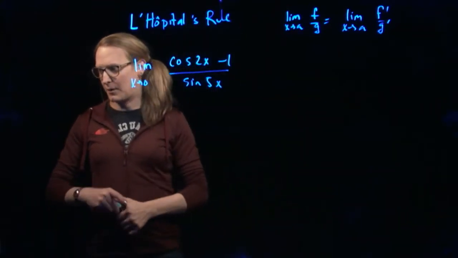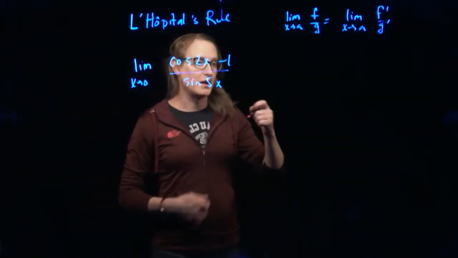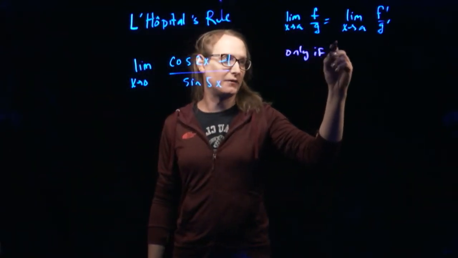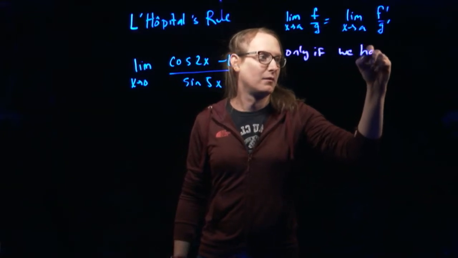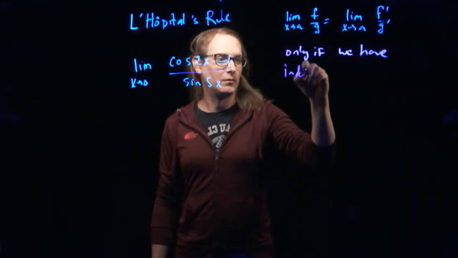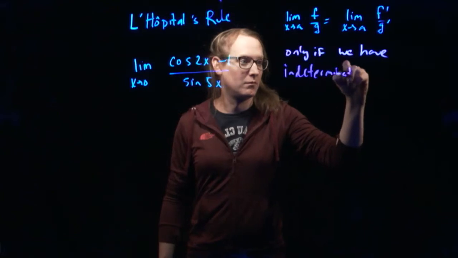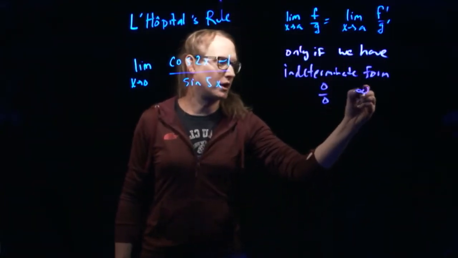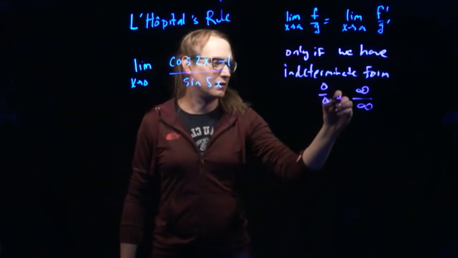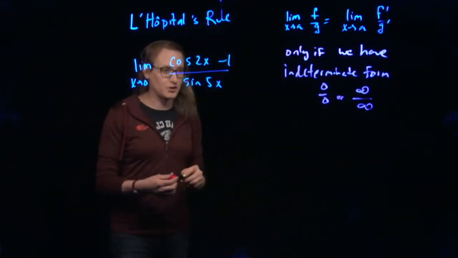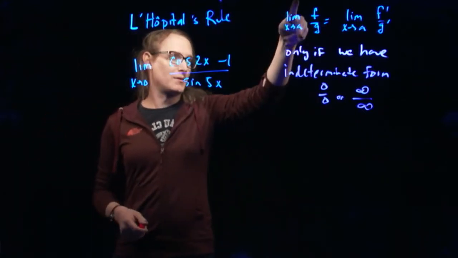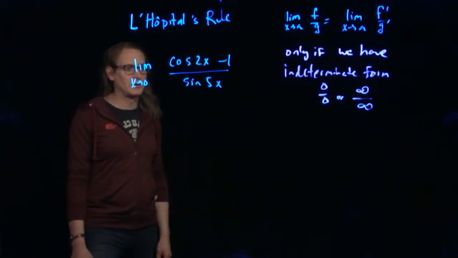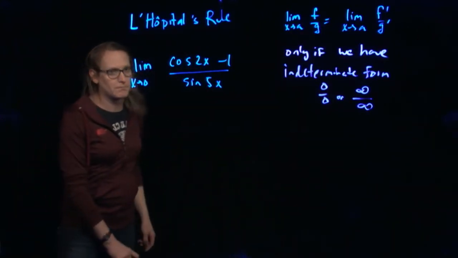And I wanted to write that up there right away from the beginning here, and then make the immediate qualification that it holds only if we have indeterminate form of 0 over 0 or infinity over infinity. If we don't have indeterminate form for this limit, then this equality fails to hold. Right? So it's only good if we have indeterminate form.